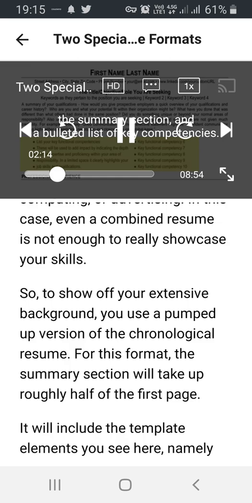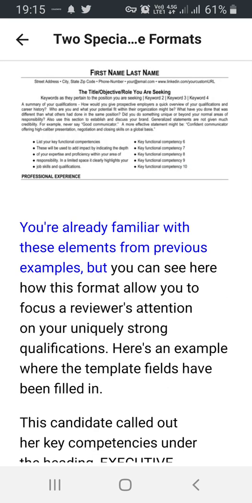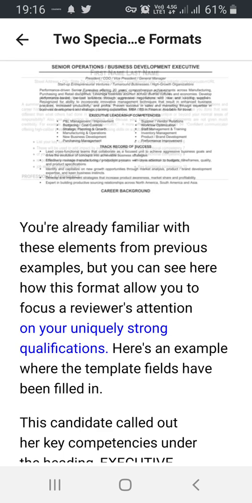key competencies. You're already familiar with these elements from previous examples, but you can see here how this format allows you to focus a reviewer's attention on your uniquely strong qualifications. Here's an example where the template fields have been filled in.